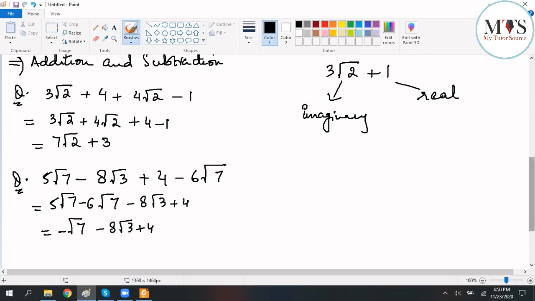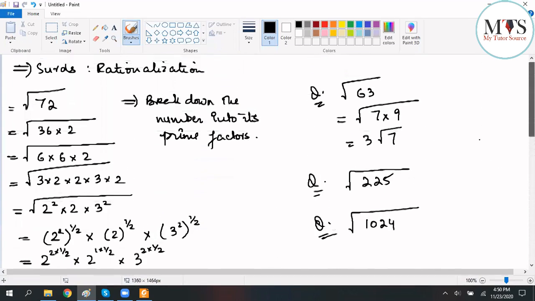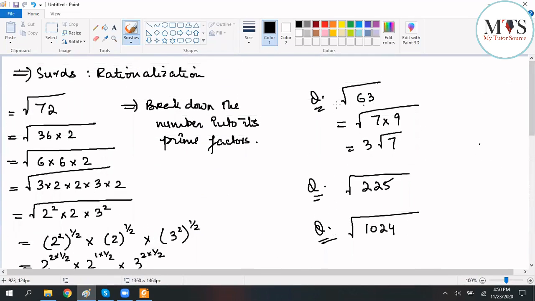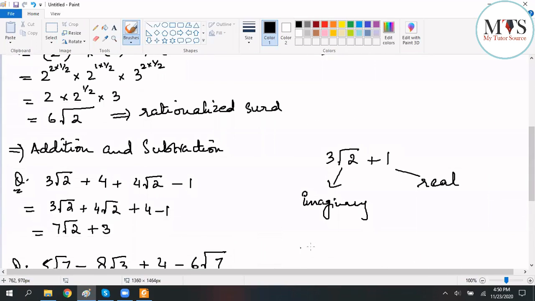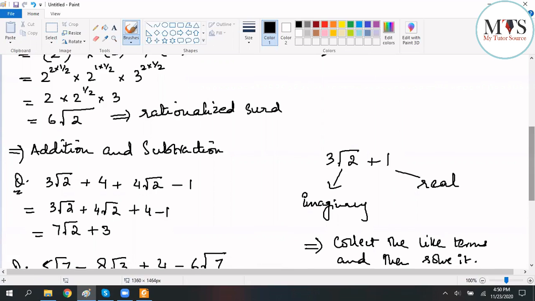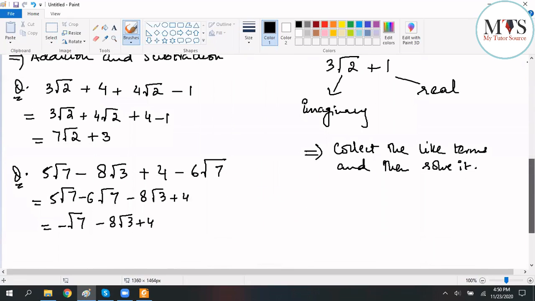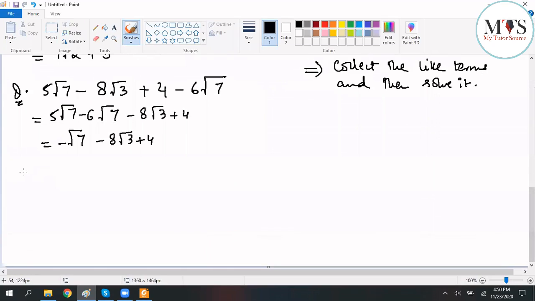So this is the thing with surds: first you need to know how to rationalize it. We covered that part. Then in the addition or subtraction, the main goal is to collect the like terms and then solve it. If there are no similar surds, then you just leave them as they are. Okay? The next part is the multiplication.